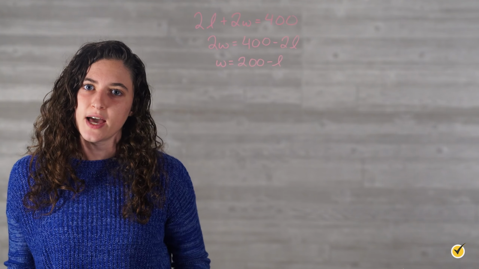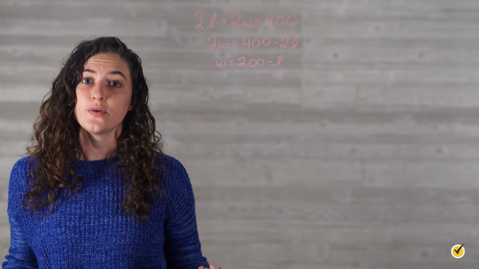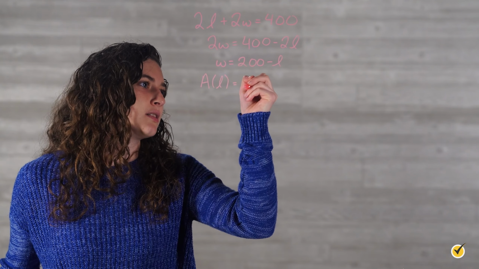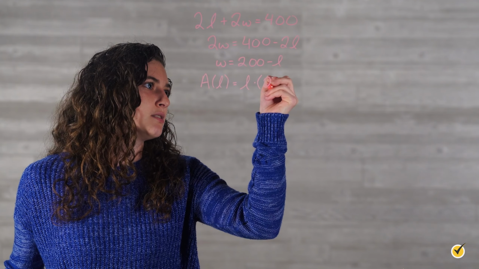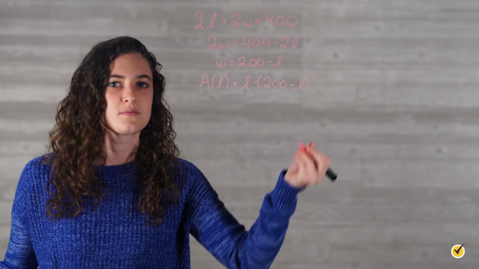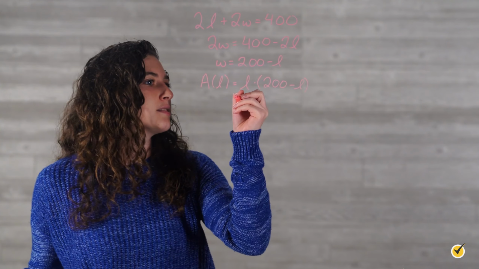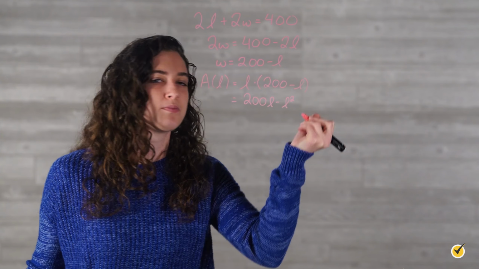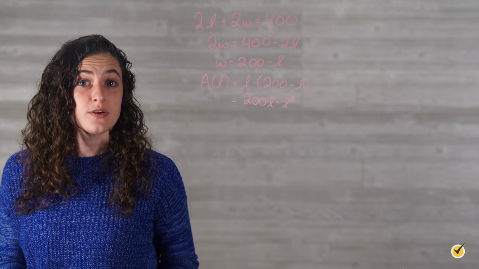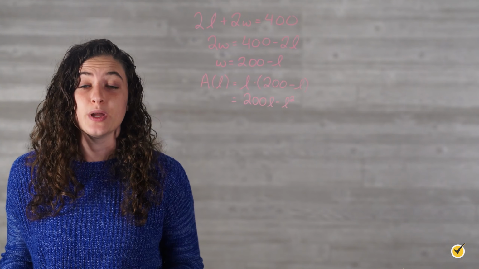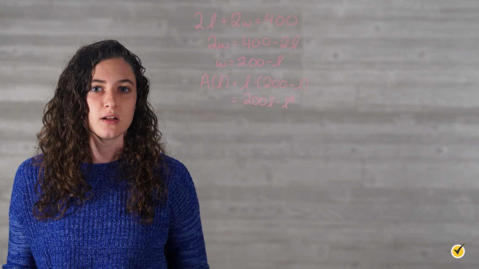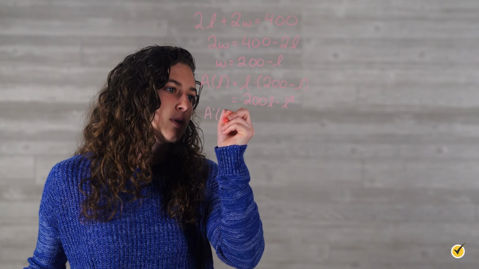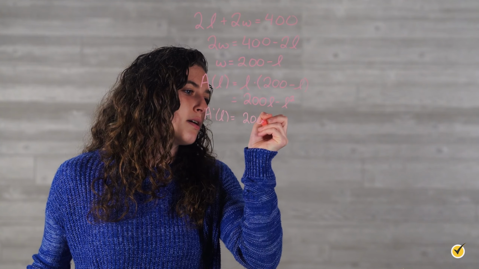So the area in terms of L equals length times width, or equivalently for the rancher, we'll have A of L is equal to length times the width, which is 200 minus L. So if we simplify this, we'll get that A of L is equal to 200L minus L squared. Remember, in order to find the dimensions that maximize the field's area, we need to locate a critical point of this function. Let's take the derivative of A now. So A prime of L is equal to 200 minus 2L.